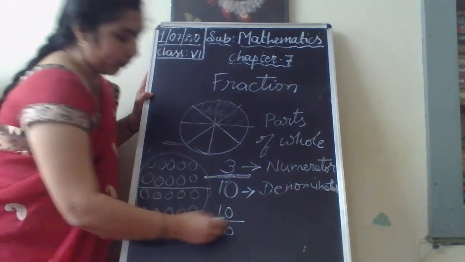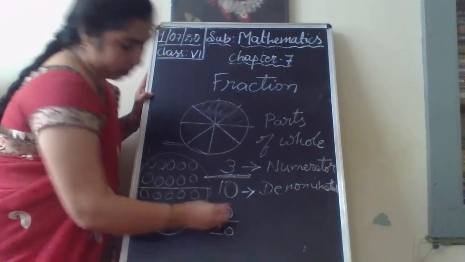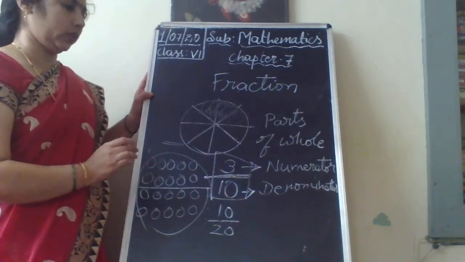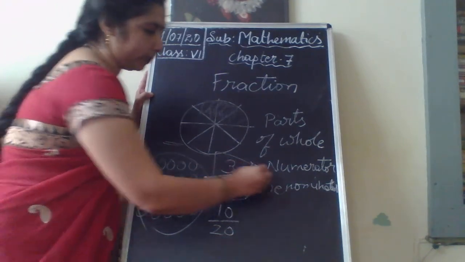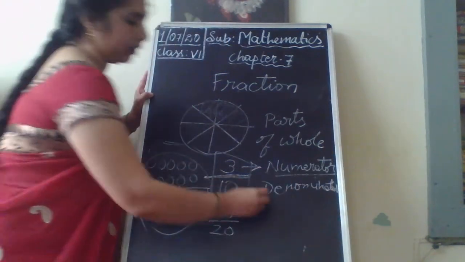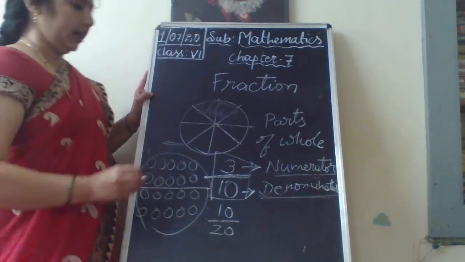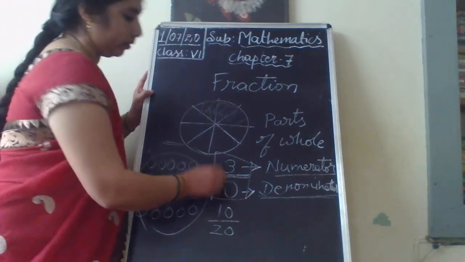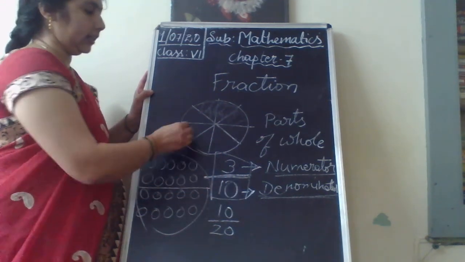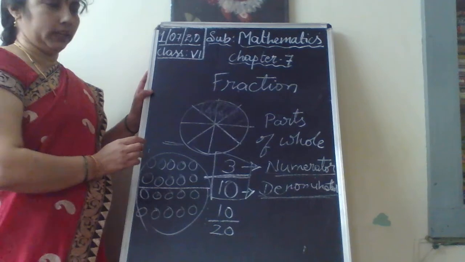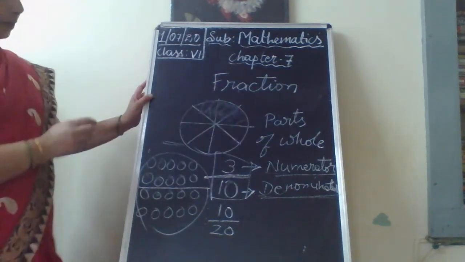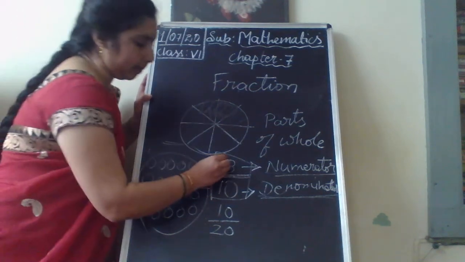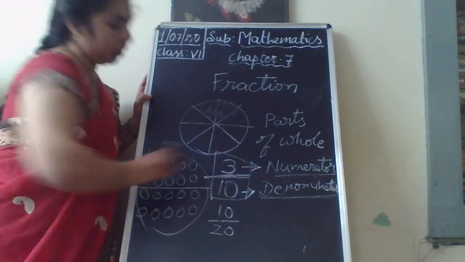When we write a number above and below a line, this type of number is called a fraction. The number above is called the numerator and the number written below the line is called the denominator. So what is the definition of the numerator? The definition of the numerator is: in the whole thing or in the number of equal parts, how much is chosen, how much is taken out, that is the number which represents the numerator.